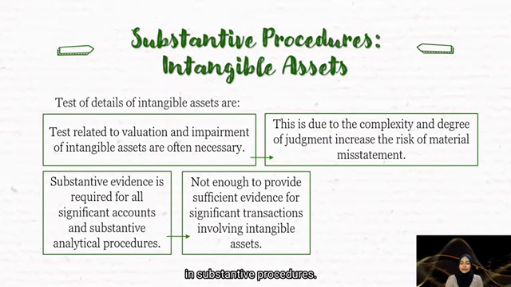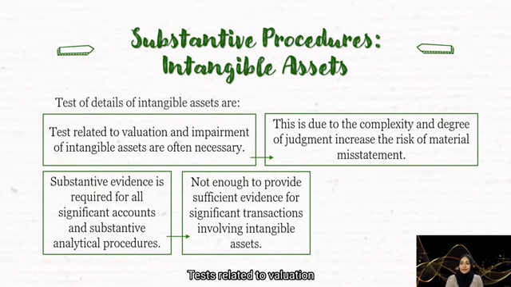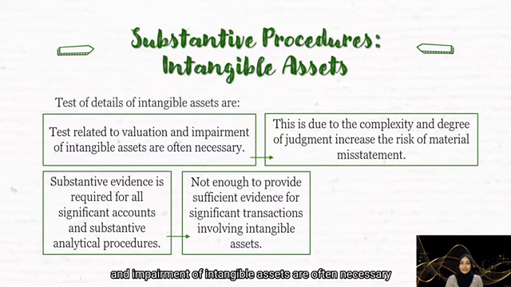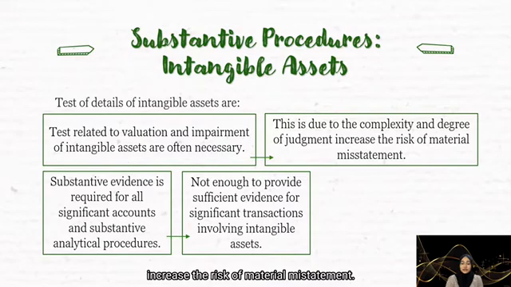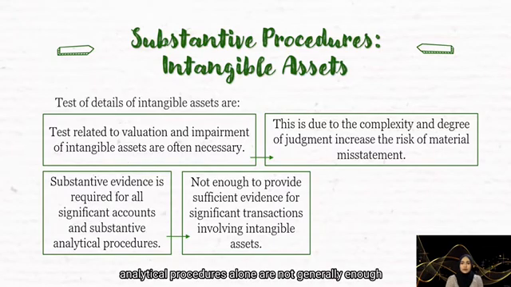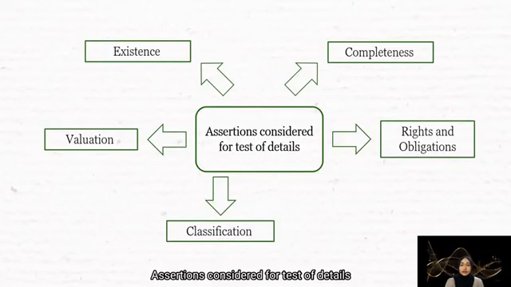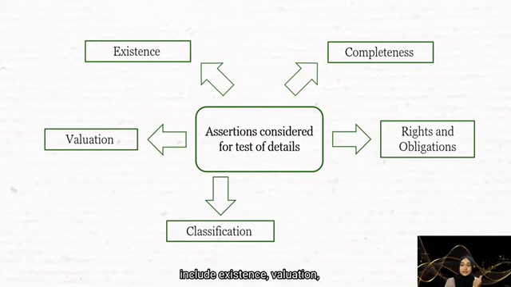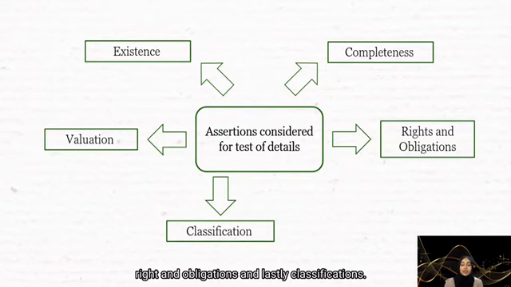Test of details in substantive procedures. Tests related to valuation and impairment of intangible assets are often necessary because the complexity and degree of judgment increase the risk of material misstatement. Substantive evidence is required for all significant accounts, and substantive analytical procedures alone are not generally enough to provide sufficient evidence for significant transactions involving intangible assets. Assertions considered for test of details include existence, valuation, completeness, rights and obligations, and classification.